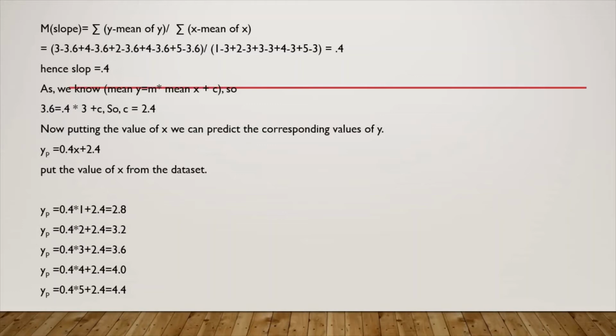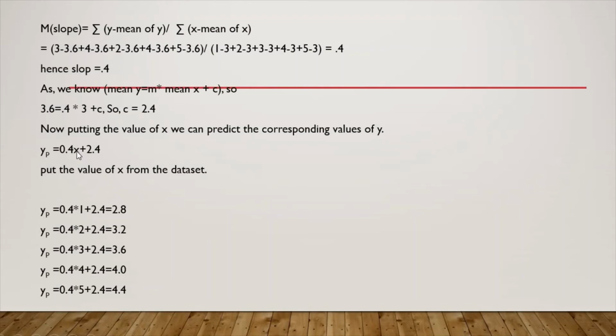Here, by using linear regression, we have calculated all these terms, and now we need to predict the value of y corresponding to the value of x. So y predicted is equal to slope multiplied by the value of x plus intercept. We will do this for all the occurrences of y. So y predicted is equal to 0.4 multiplied by 1 plus 2.4. Intercept is constant, so 2.4 is in every term. Slope is also constant, so 0.4 is in every prediction value of y.